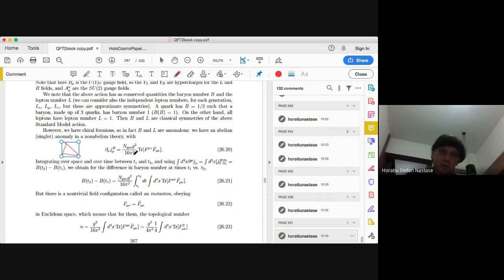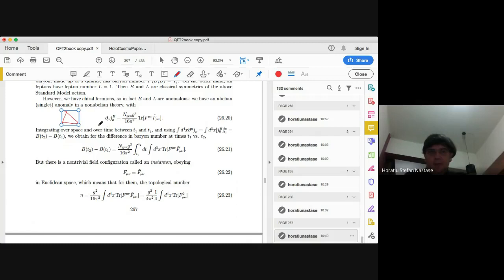Now let's integrate over space, so integrated over d3x and integrated over dt. Over d3x, I integrate over the whole space, and over dt between some t1 and t2. So this, in other words, is the integral of d4x over some manifold of d_mu j^mu.